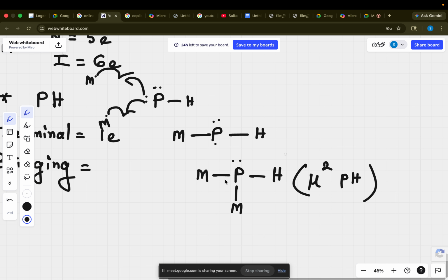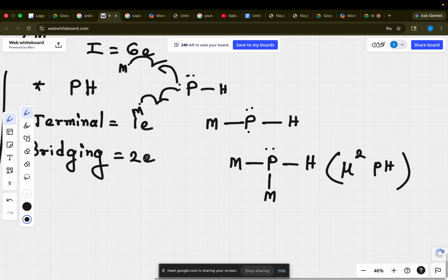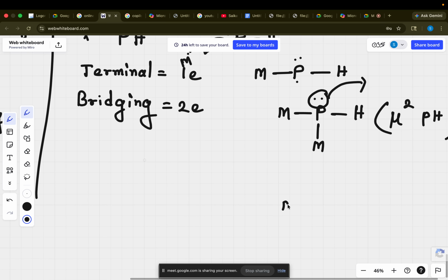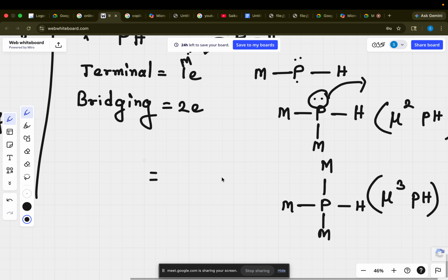How many electrons is it donating? 1 electron here, 1 electron here. So write down 2 electrons. Anything else possible? What about the two lone pairs on top? That also it can donate now. So another possibility is there. This is your mu3 pH. Here how many electrons is it donating?